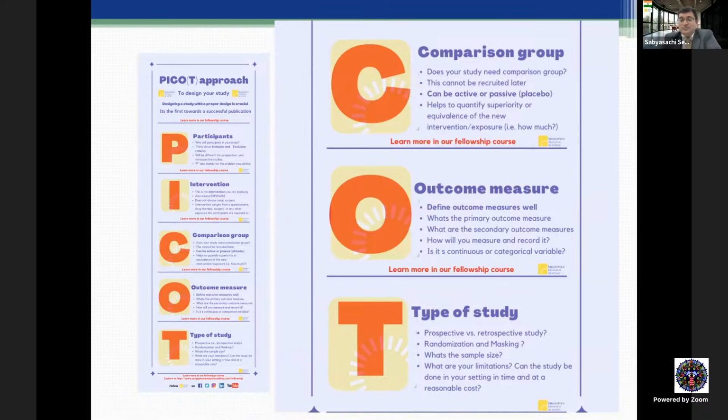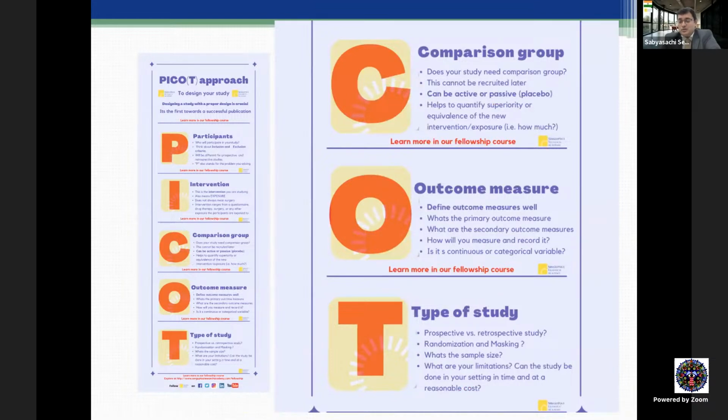Remember that this cannot be recruited later, right? You can't undo it. Even if it's a retrospective study, unless you have thought about it and gathered data at that time, it's otherwise painful to go back and keep getting data of, say, non-exposed people. It can be active or passive, like placebo. Nowadays, we don't have many placebo controlled studies, but overall, you think about who your comparison group should be, and it helps to quantify superiority or equivalence of the new intervention.